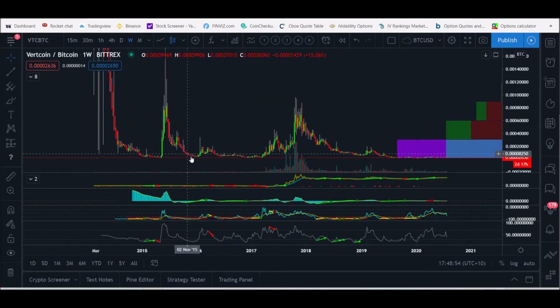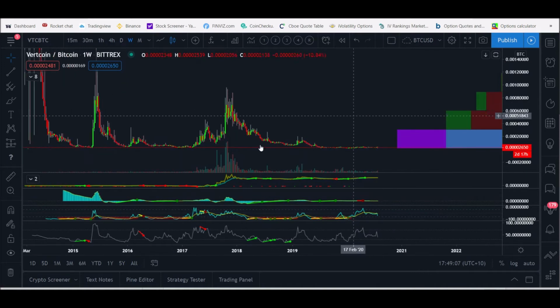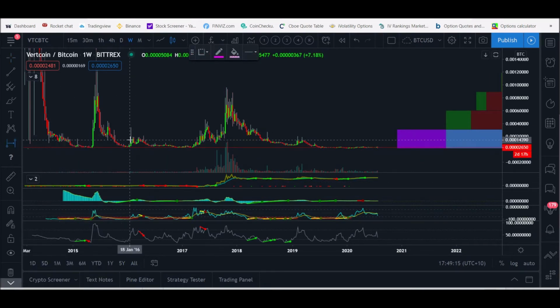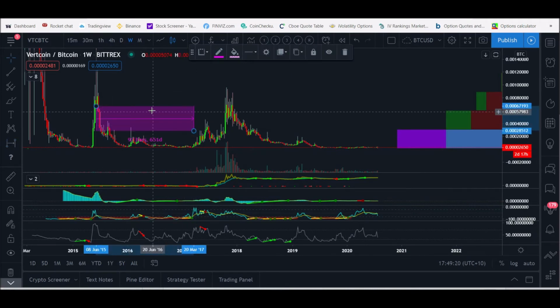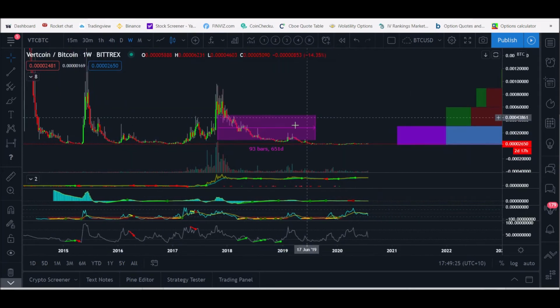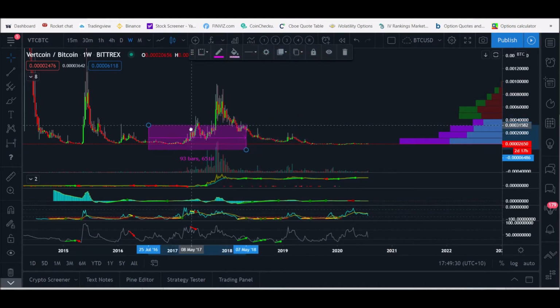So you can see consolidating, pumps back up, come back down. Could we see a replicated move of these two moves again? Most definitely. How many days have we got here? If I go to date range, from its high to, I guess it's kind of breakout level. So this is high. So we are kind of overdue for one. The consolidation on it has been quite big.